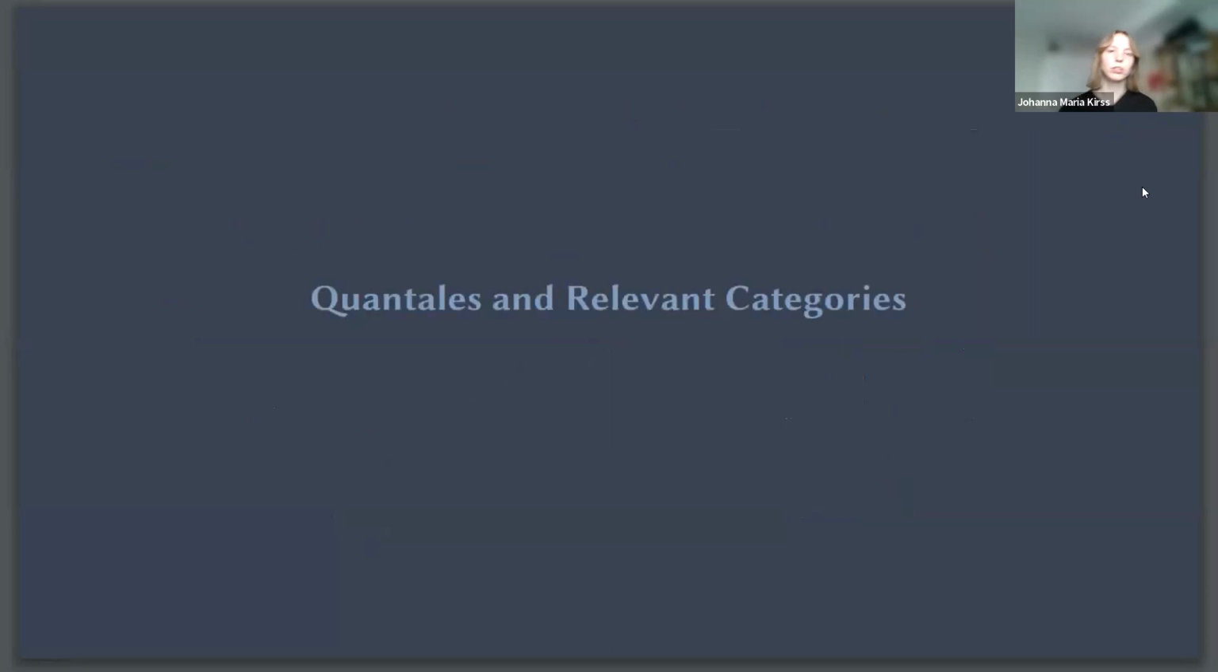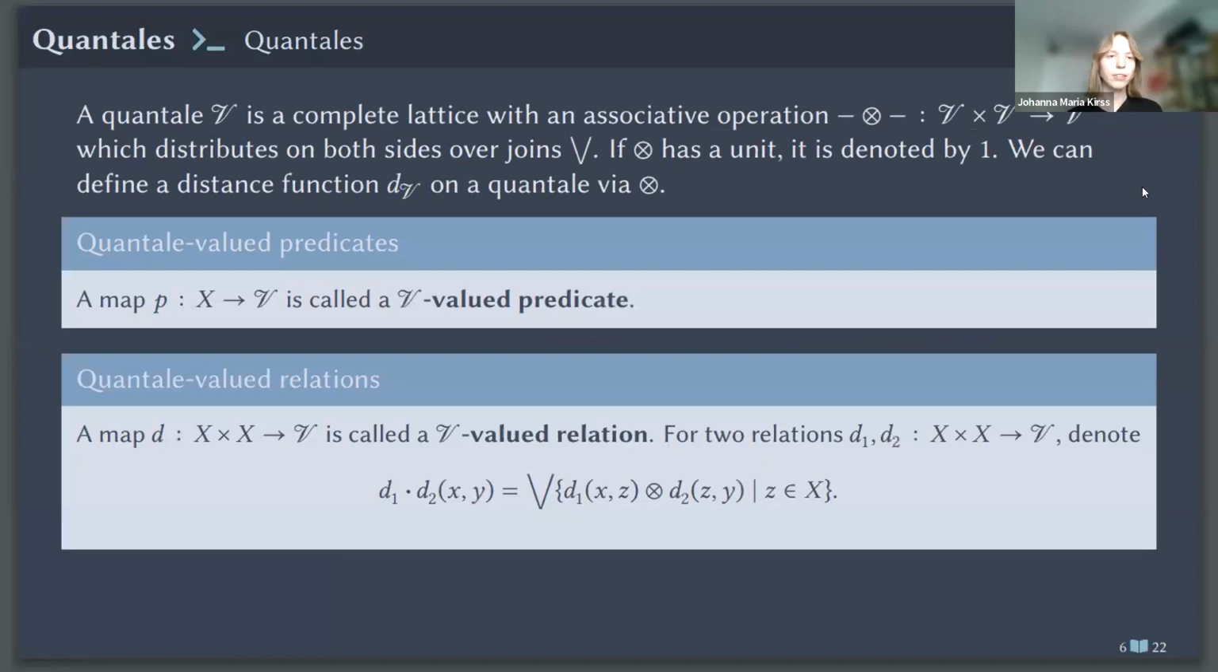Now I will go on to quantales and what categories we're really looking at. For that, first we have a quantale V, so first we should define a quantale. That's a complete lattice with an associative operation, and it distributes on both sides over arbitrary joins. If this operation has a unit, then that unit is denoted by 1. It turns out that we can use this associative operation to also define a distance function on the quantale, and that is very handy for us.